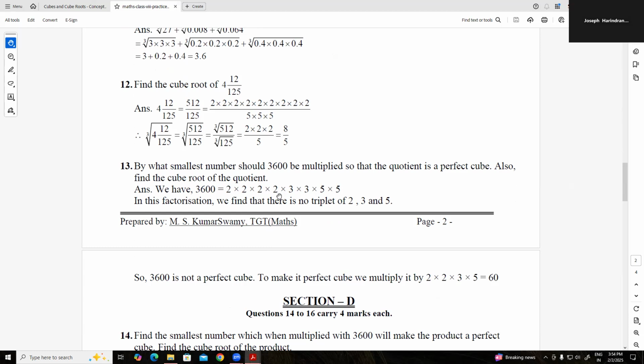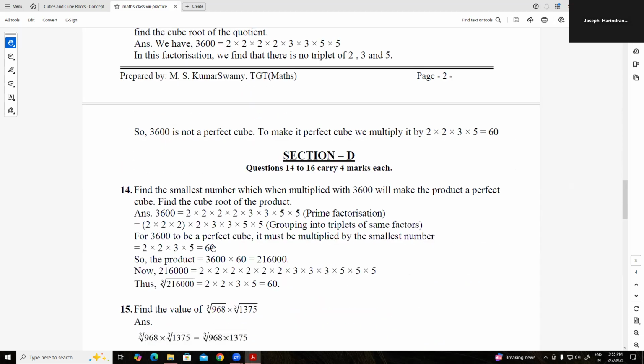So you have to multiply this by another 2 into 2, 4 into 3 into 5, that is 2 into 2 into 3 into 5, which is 60. So we have to multiply the number 3600 by 60 to make it a perfect cube. 3600 is not a perfect cube.